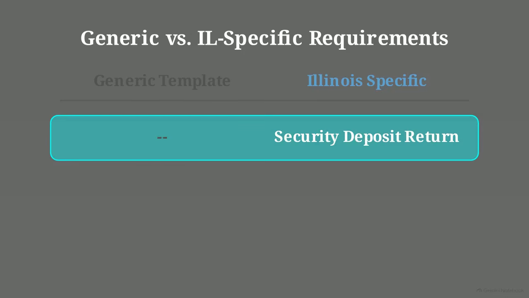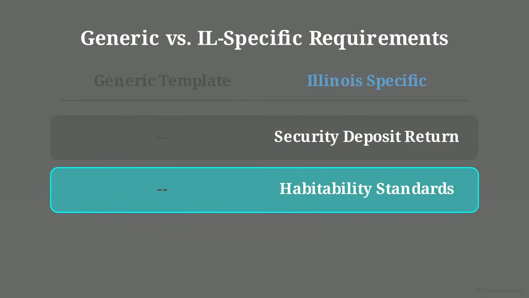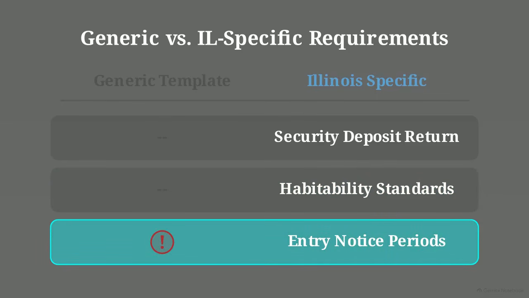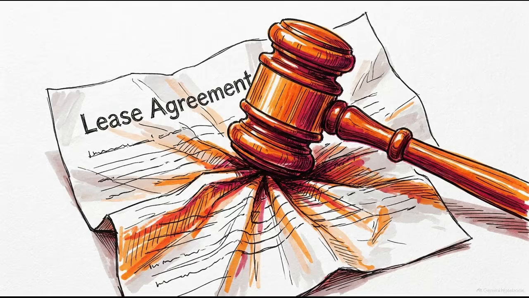Illinois enforces a rigid timeline for returning security deposits. State law also dictates strict habitability standards for maintenance. Finally, Illinois mandates legal notice periods before entering an occupied unit. If your lease fails to explicitly address these state rules, local courts will often view your contract as unenforceable.